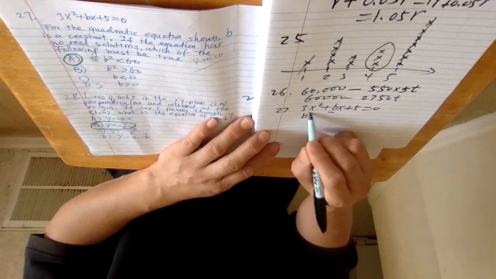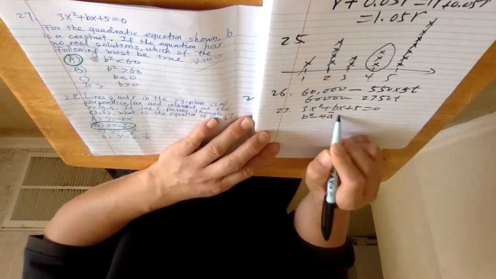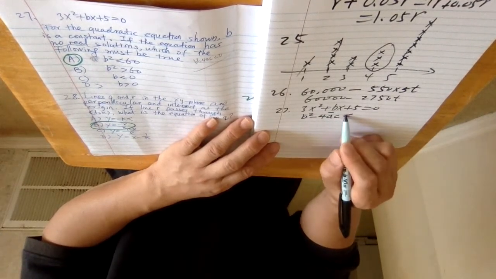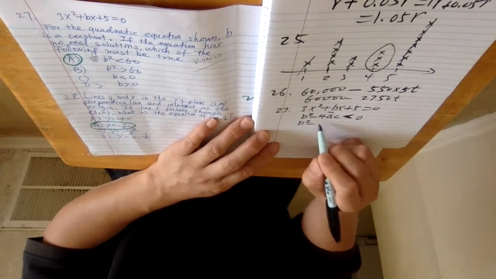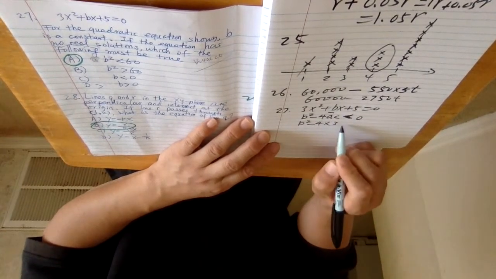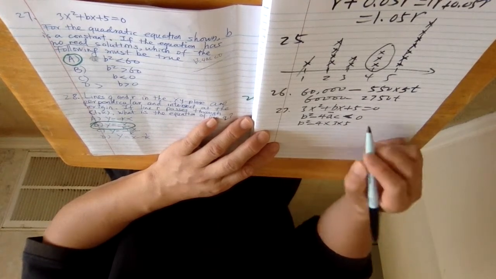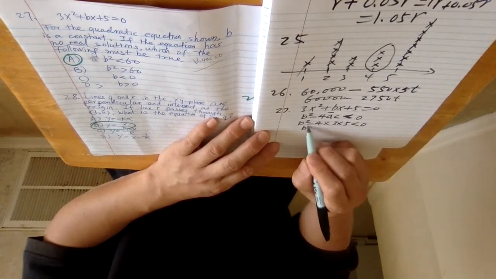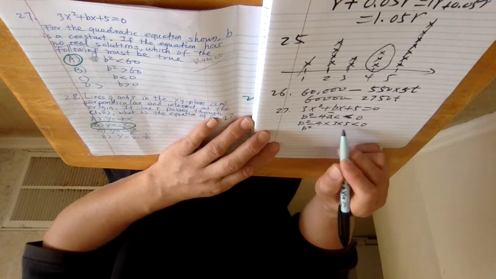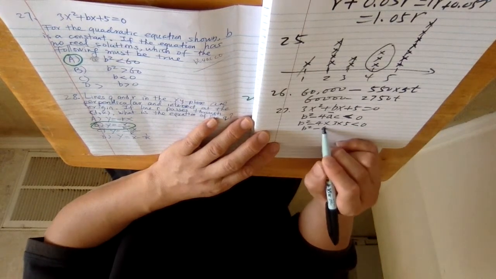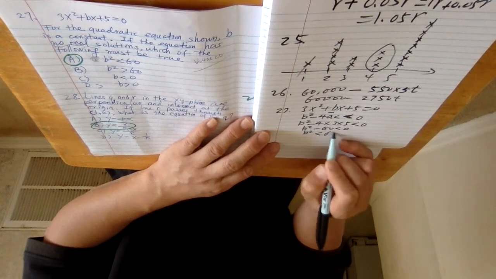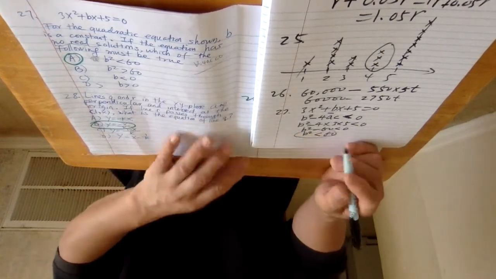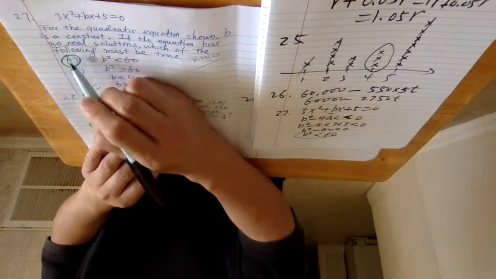So b squared minus 4ac is less than 0. So we have b squared minus 4 times a, which is 3, times c, which is 5, less than 0. 4 times 3 times 5 is 60, so b squared minus 60 is less than 0. B squared is less than 60. So we know the answer is b squared less than 60, this is A.